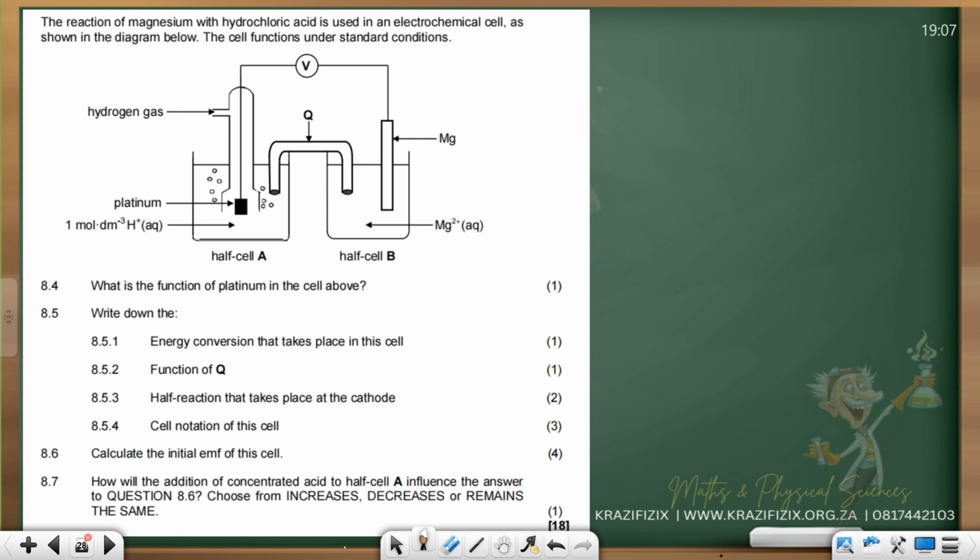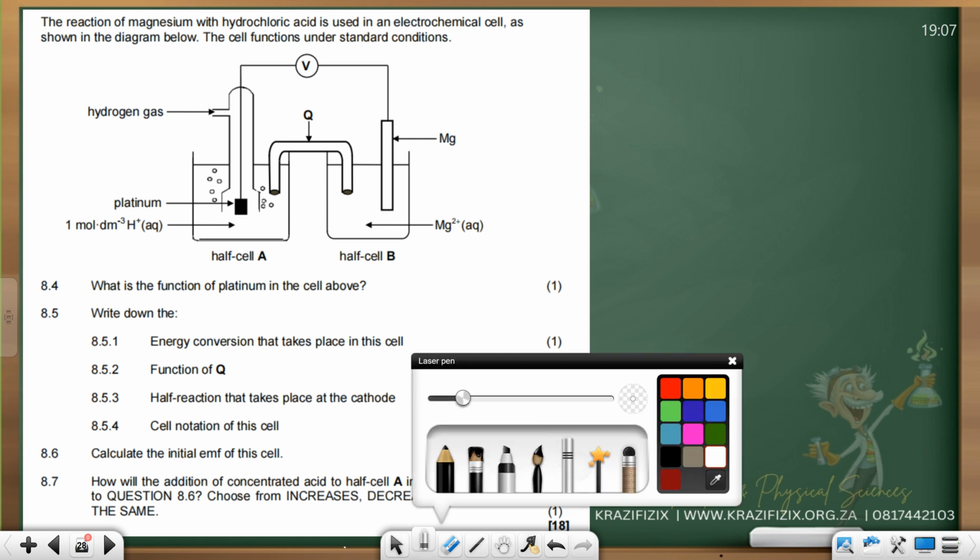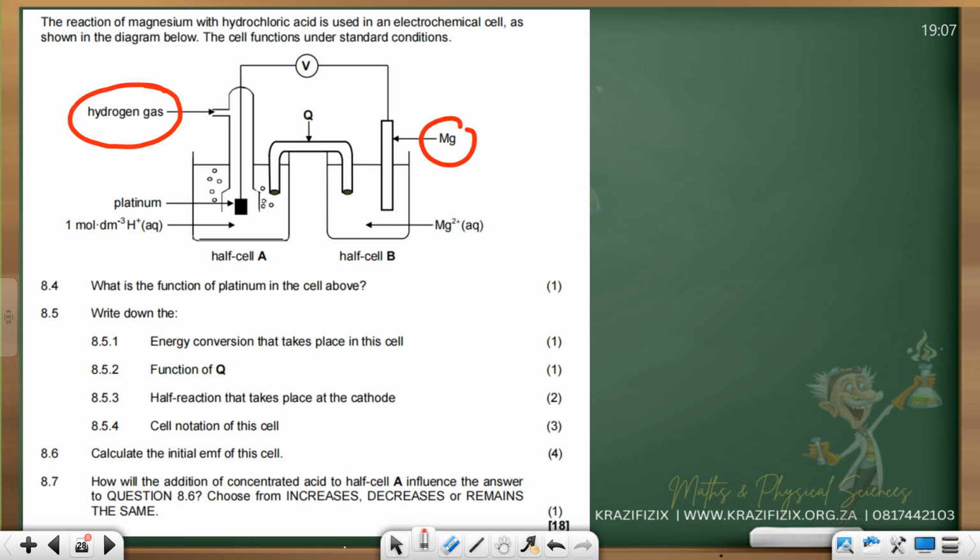Cell notation. First, I need to identify which one is my anode and which one is my cathode by comparing on the table, right? What will I be comparing in this case? I'll be comparing Mg and hydrogen. But from experience, Mg is on top. So electrons will be flowing from here to here. Does that make sense? So instantly, do you know I can write my cell notation without stress? Because you know your anode and your half reaction that occurs at the cathode. Cell notation, 3 marks.